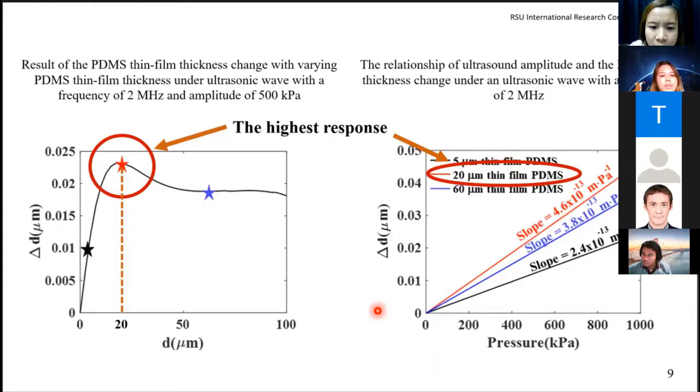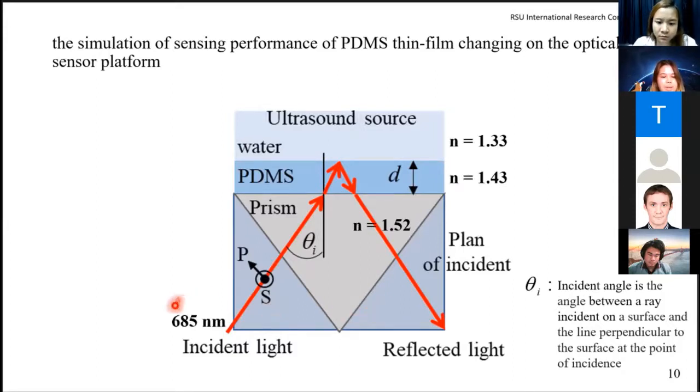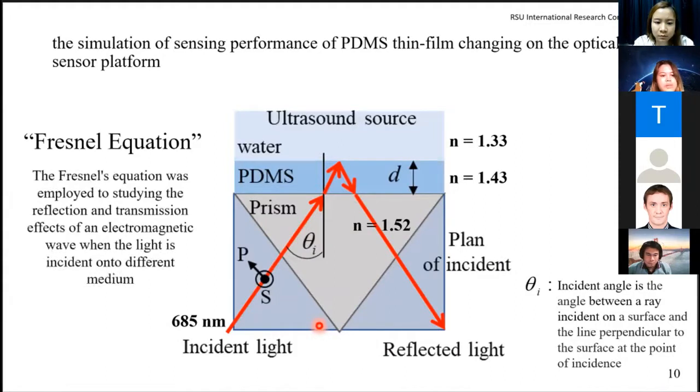And the PDMS thin film with a thickness of 20 micron was chosen and continued in the optical response simulation. After the finite element simulation, we studied the optical response. The diagram was shown in the presentation. The refractive index of the material is shown in the figure, and the coherent light source with 685 nanometer wavelength was chosen in this study. This study was calculated based on the Fresnel equation.